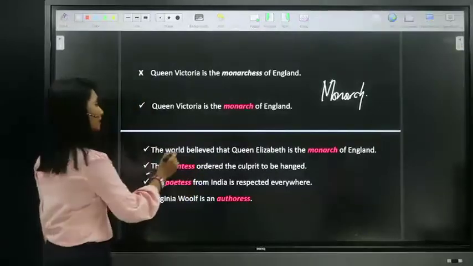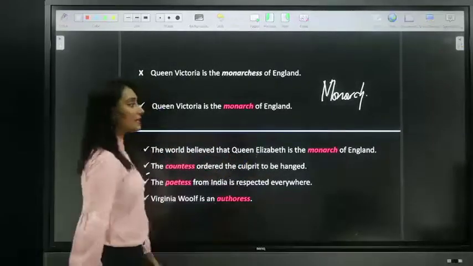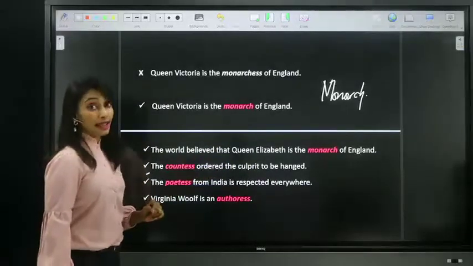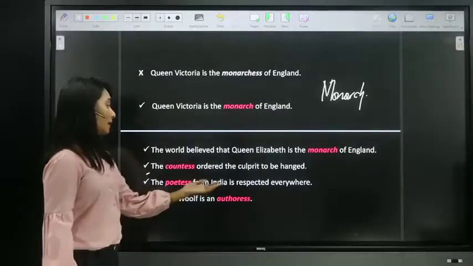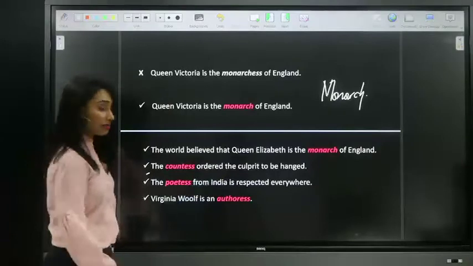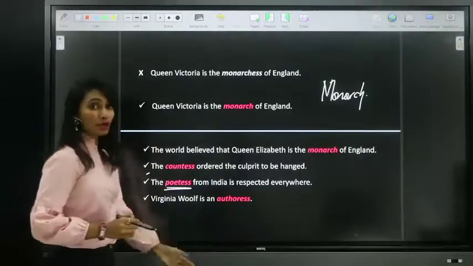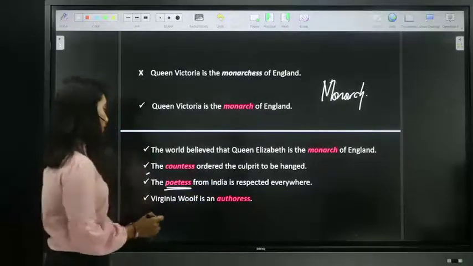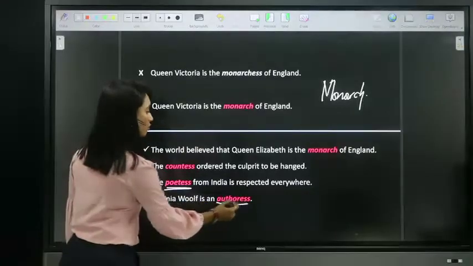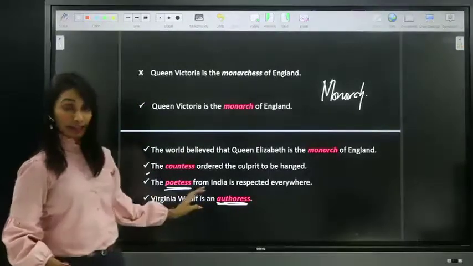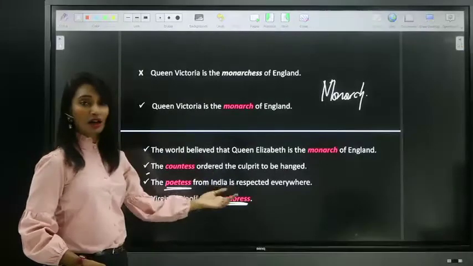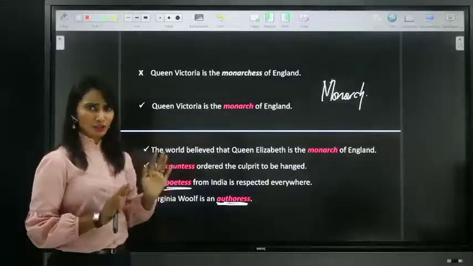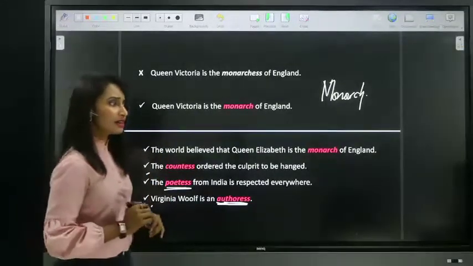Look at this. The world believed that Queen Elizabeth is the monarch of England. The countess ordered the culprit to be hanged. The poetess from India is respected everywhere. Here we have gender distinction, poet, poetess. We are talking about the female. Virginia Woolf is an authoress. Again, Virginia Woolf is an authoress, a feminine. So author, authoress. Poet, poetess. Monarch, monarch only. There is no monarchess. So I hope it is clear. Let's move on to the next one.